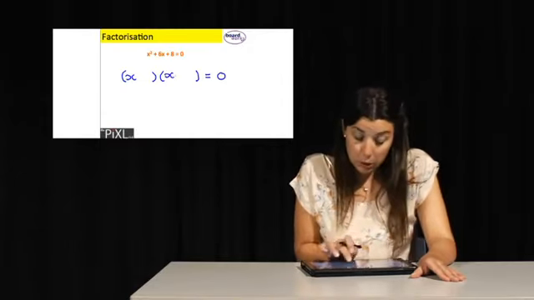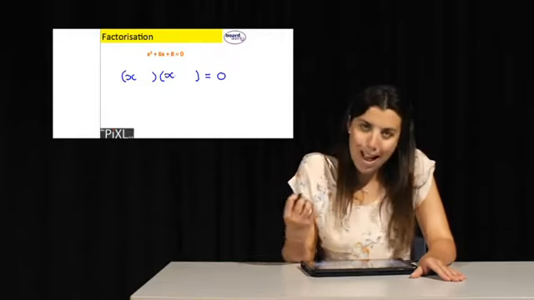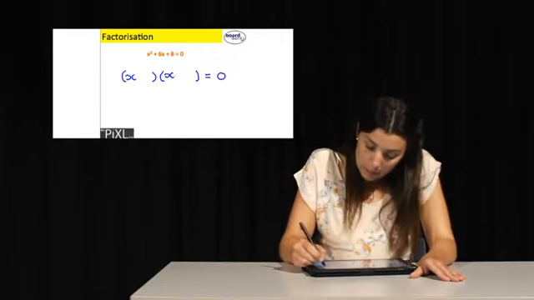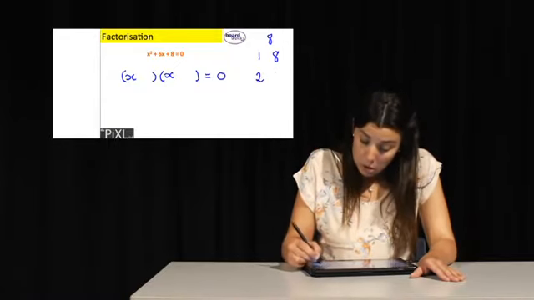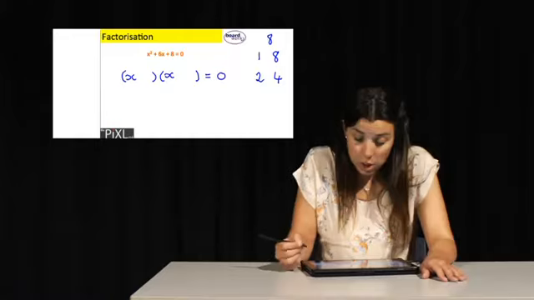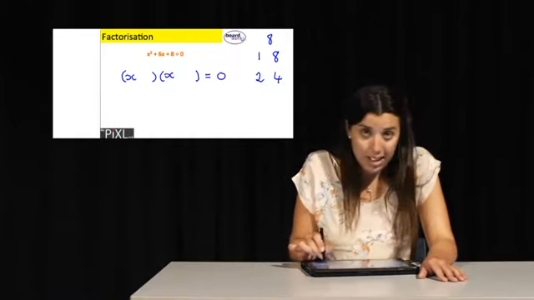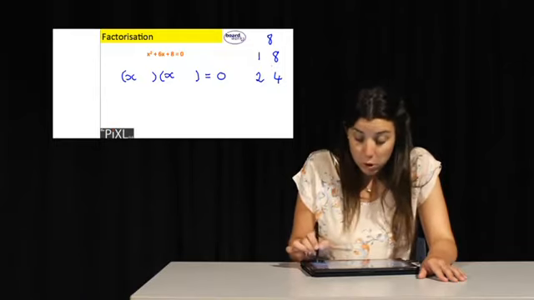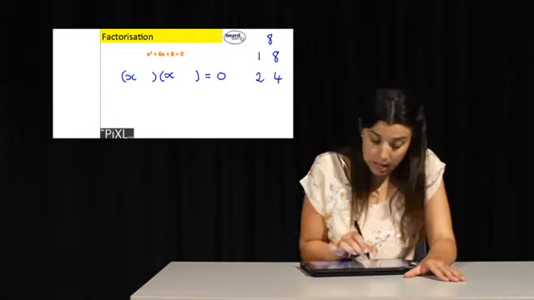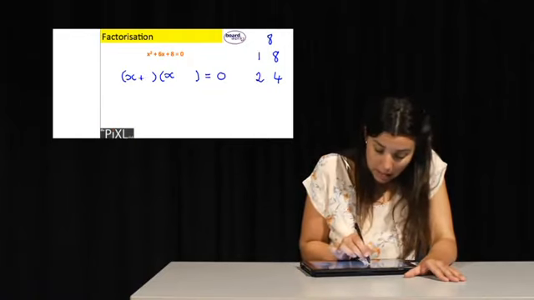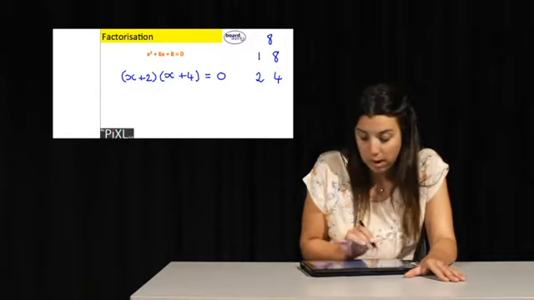Now our two numbers that are going to go after our x must multiply to give 8, but add to give 6. So if we think about the factors of 8, we have 1 and 8, 1 times 8, 2 and 4, and none others. There's only 4 factors of 8, and we need to make 6. So with 1 and 8, we're not going to be able to make 6, but with 2 and 4, we add them together to make 6. So both of our numbers in this case are positive. So we have add 2, add 4. Doesn't matter which way round you do it.